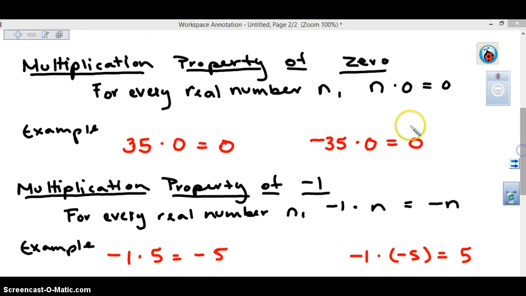The multiplication property of 0 states that for every real number n, n times 0 equals 0. In other words, multiplying any number times 0 equals 0. 35 times 0 equals 0, negative 35 times 0 equals 0.